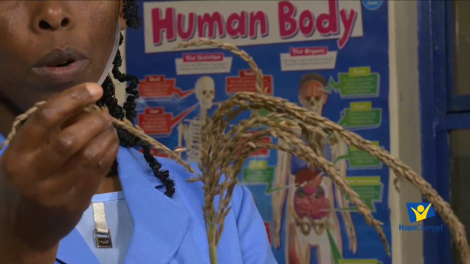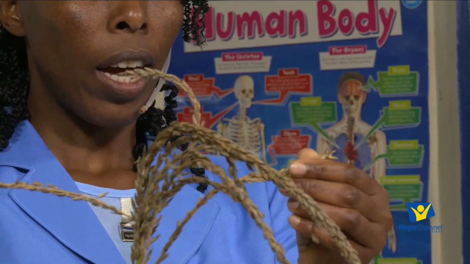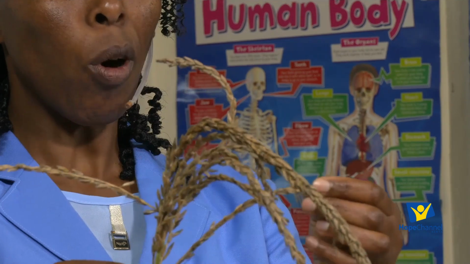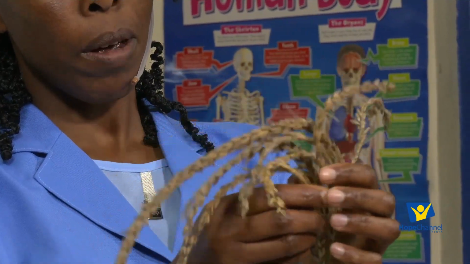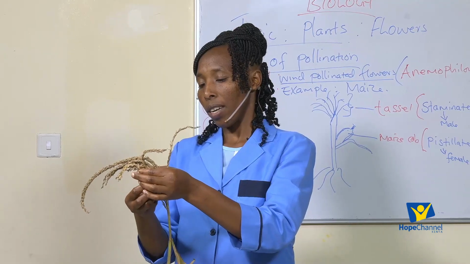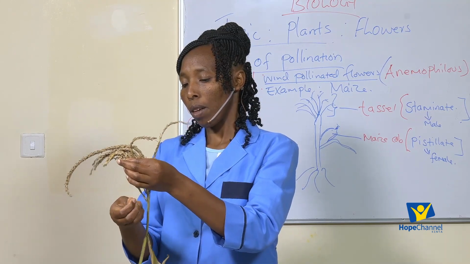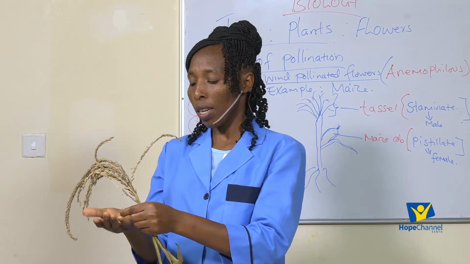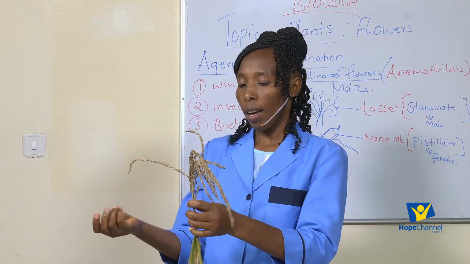And usually they produce the pollen grains. If you are very keen, you realize that anytime there is flowering in maize, you always see the pollen grains being carried by wind. They are always carried by wind. So if I can try to pick some, of course, those are anthers that are producing the pollen grains. So pollen grains, you usually find them in the anthers.